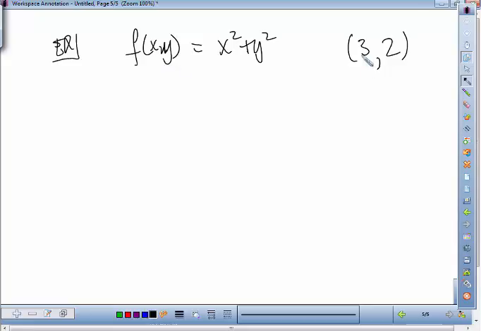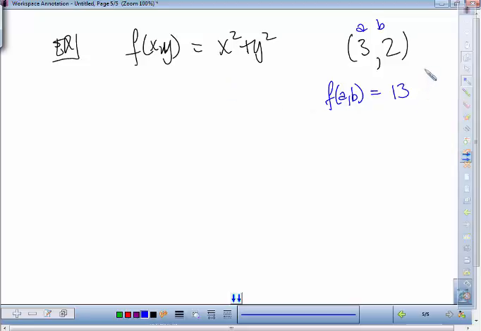So if this is a and this is b, we would try to figure out what the z component is, f of a, b. What is that? What is it? You put it in here, right? 9 plus 4. Or let's just say 3 squared plus 2 squared. So that's your f of a, b.